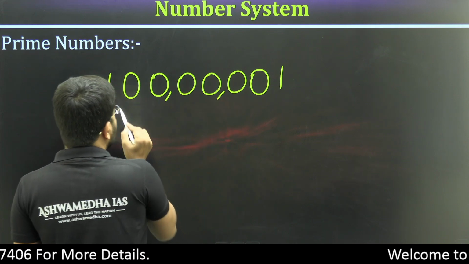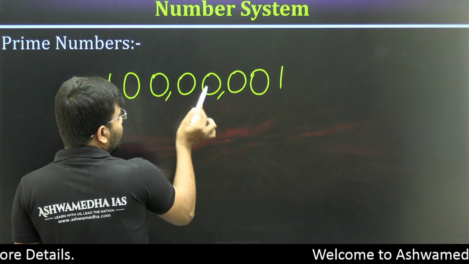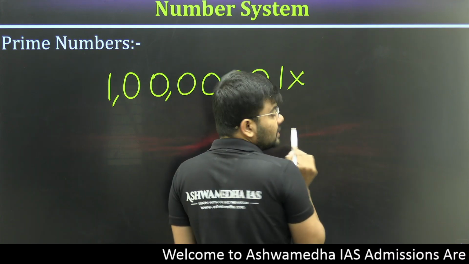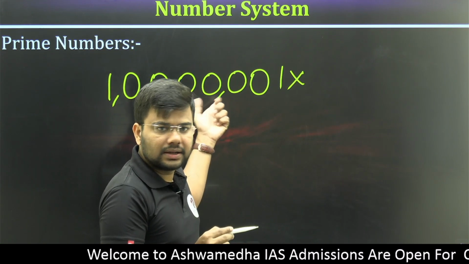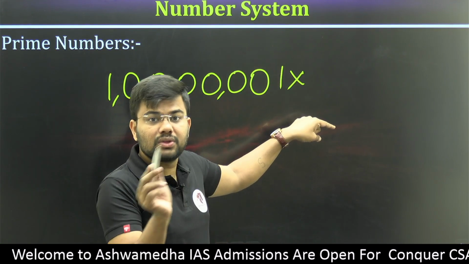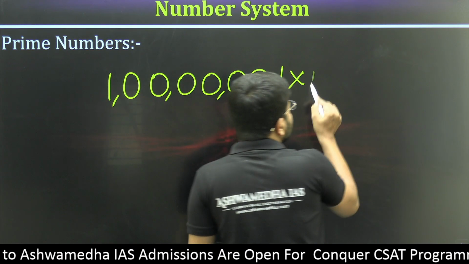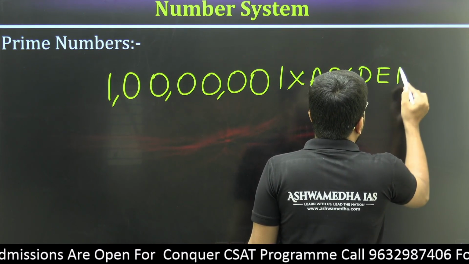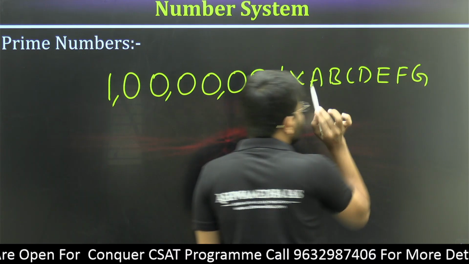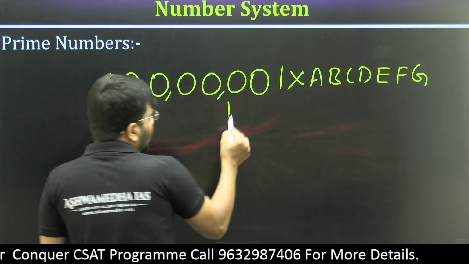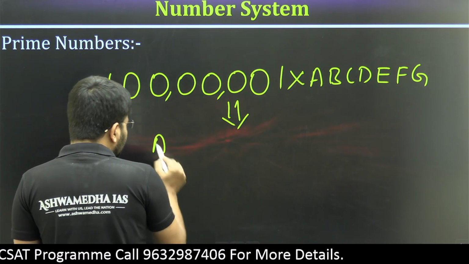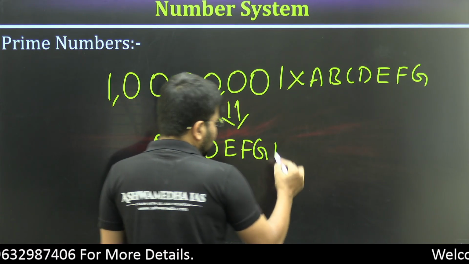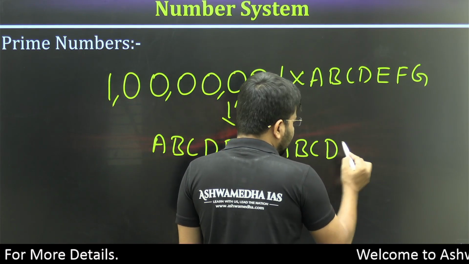Now, if you get any question like 1, 2, 3, 4, 5, 6, 7, 8. This is how many digit number? 1, 2, 3, 4, 5, 6, 7, 8 digit number. If I multiply it with, how many digits are there here? 8. Now I have to multiply with a 7-digit number, that is A, B, C, D, E, F, G. 3 plus 4, 7. What would be the product of this? The product would be A, B, C, D, E, F, G, A, B, C, D, E, F, G.